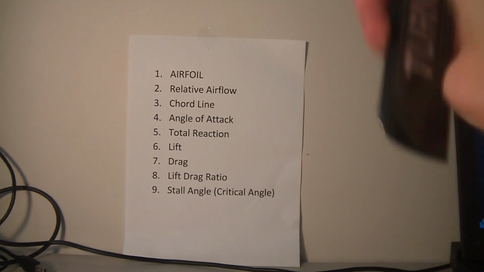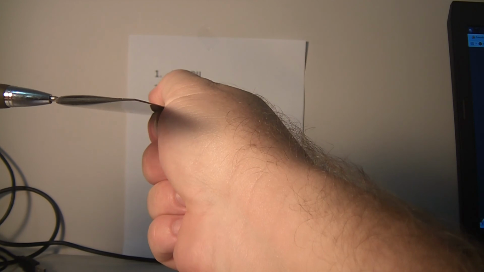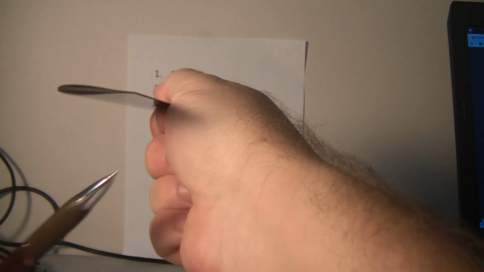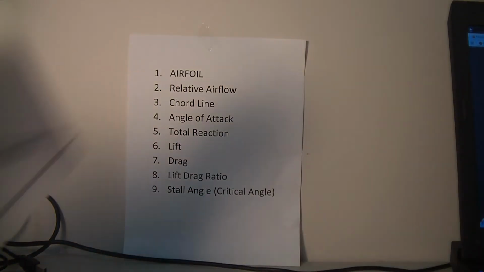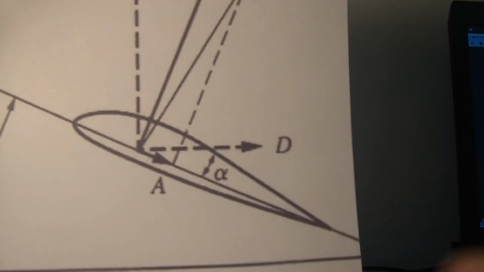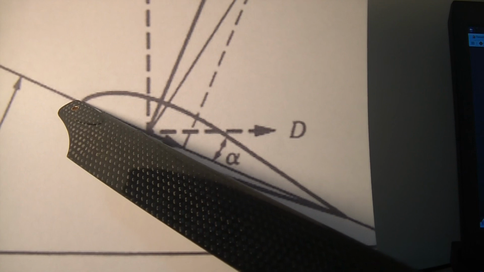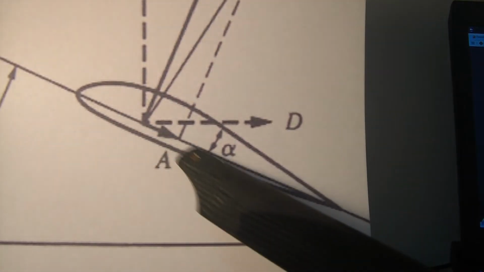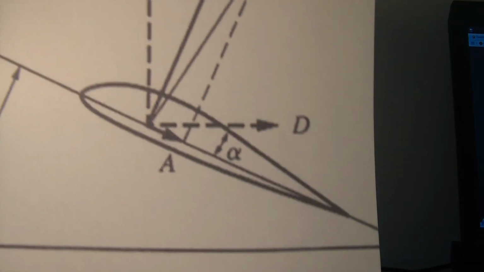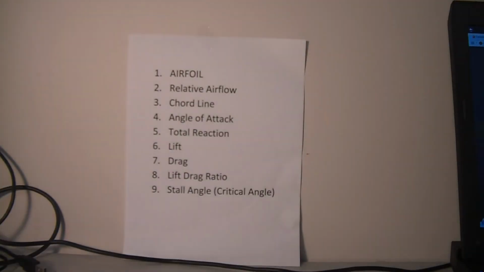The third term is the chord line. The chord line is a line drawn from the very beginning of the aerofoil to the trailing edge of the aerofoil, and I've got a little diagram here that might show that more clearly. You can see there's a line there. This line running straight down here goes from the forward edge of the aerofoil to the trailing edge. It's a straight line joining those two points. That's called the chord line. The chord line is important because that's where we take all our measurements of blade angle.